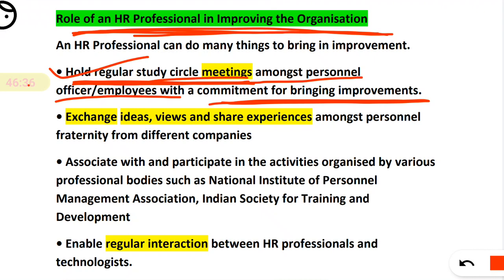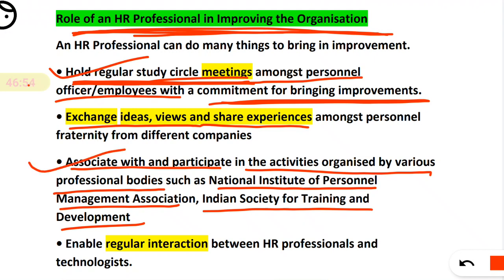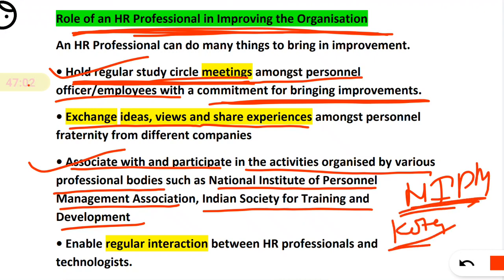Second, they can exchange ideas and views and share experiences. Third, associate with and participate in the activities organized by various professional bodies such as the National Institute of Personnel Management and the Indian Society for Training Management. So HR can have a tie-up with the National Institute of Personnel Management. Basically it is in Kolkata. So HR can do a tie-up with that institute also.